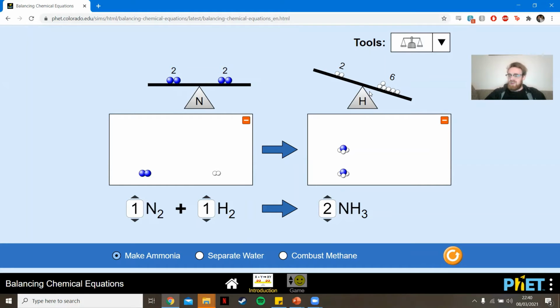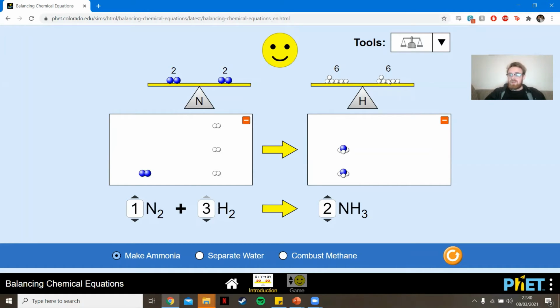That makes our hydrogens really unbalanced though. What we can do is we can multiply the number of hydrogens that we started with. If we times that by 3, suddenly everything's balanced. Okay, we have 2 nitrogens before the reaction and 2 nitrogens after. We have 6 hydrogens before the reaction, 6 hydrogens after. What we've done is we've multiplied the molecules in order to make sure that we have the same number of atoms before and after. And this is what we're going to learn to do.